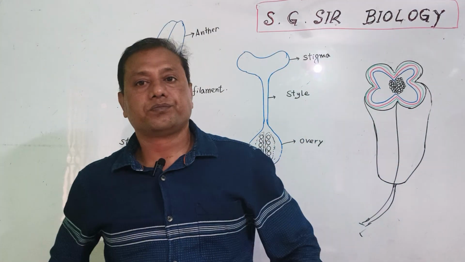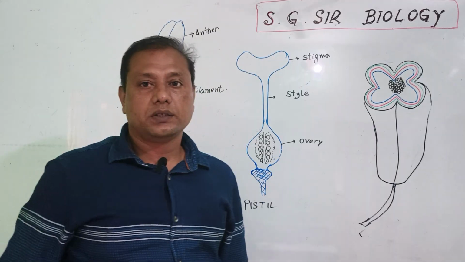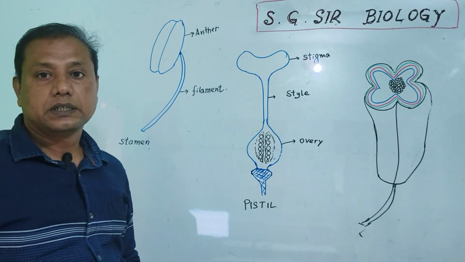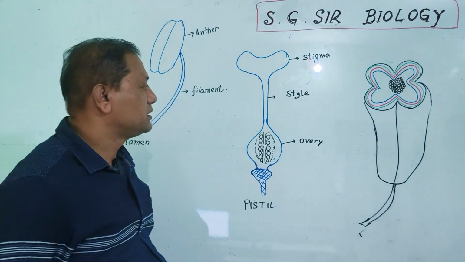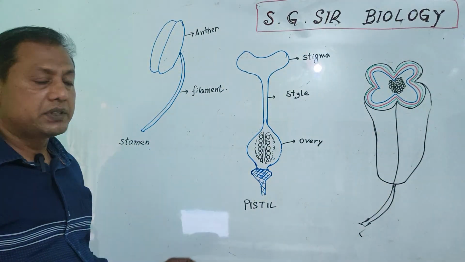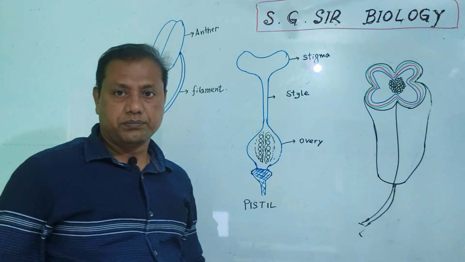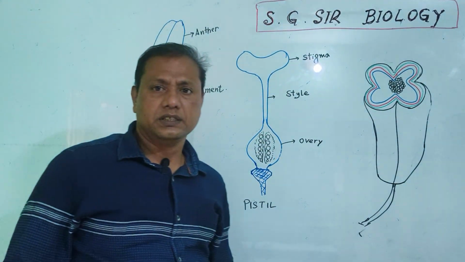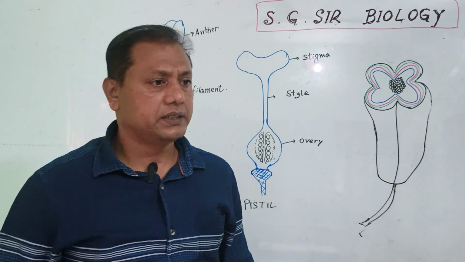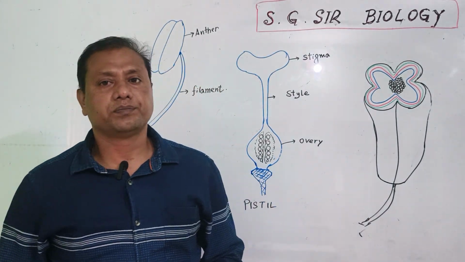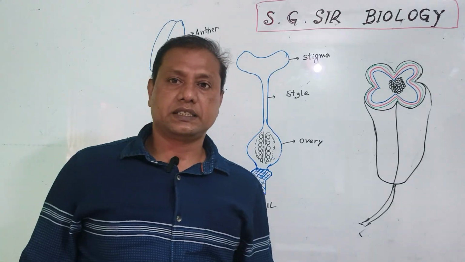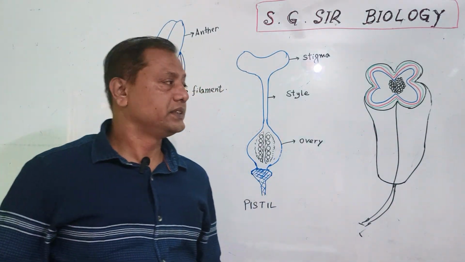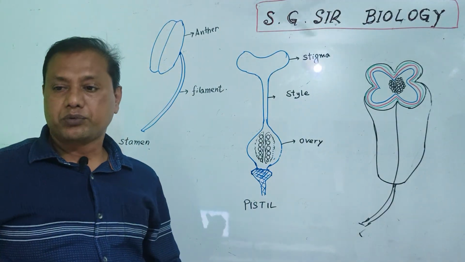Good afternoon. Today I am going to talk about reproduction in flowering plants. This is the first chapter of class 12. If you want to study reproduction in flowering plants, first of all you need to understand the various reproductive parts of a flowering plant. What are the various reproductive parts?